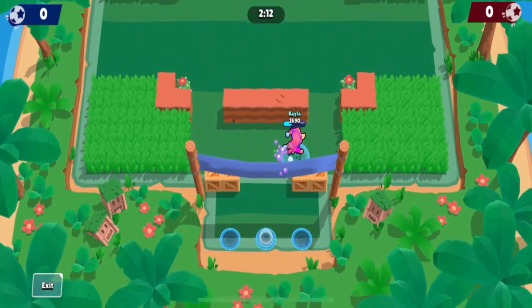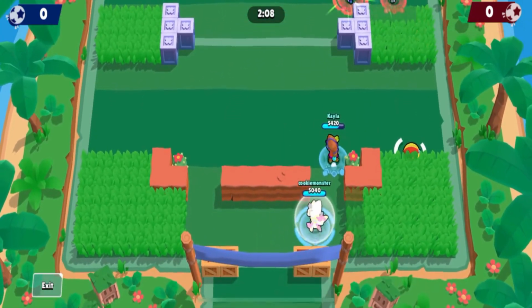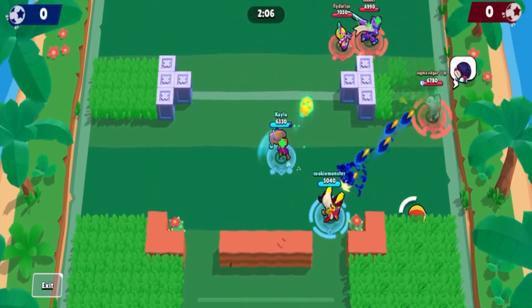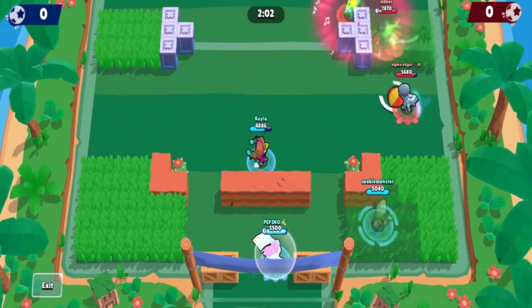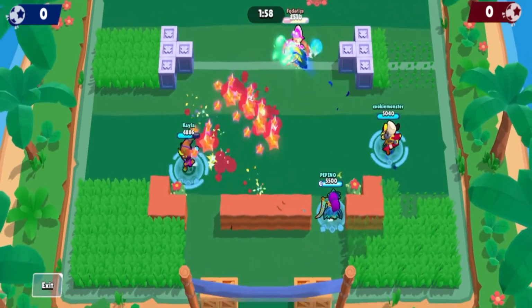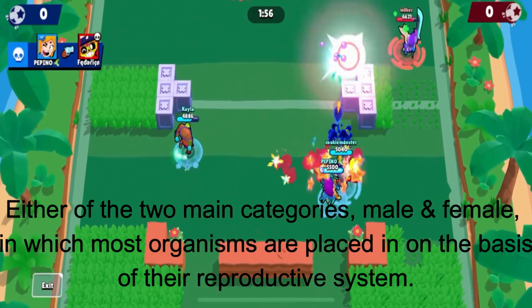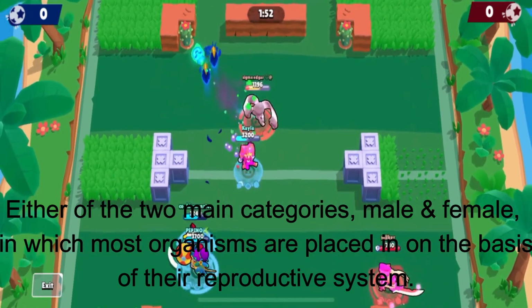So how do we define sex? Well, I think either gamete production or our reproductive system is a fine way of defining sex, which makes sense as both are usually tied together. However, I think there's a clear winner that stands above the rest and is the most logical way of defining sex, that being your reproductive system. So I think the best way to define sex is as either of the two main categories, male or female, in which most organisms are placed in on the basis of their reproductive system.